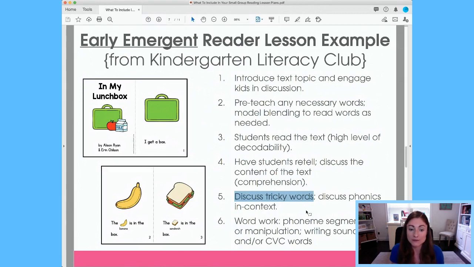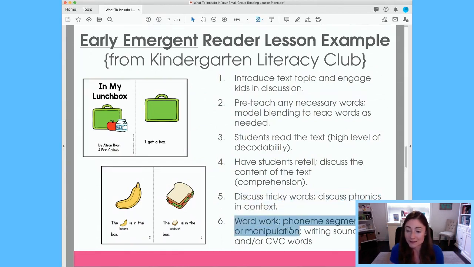Next up, we're going to discuss some tricky words. These may be words that the kids struggled with in the text. And here is where we're getting them to discuss phonics in context. In context phonics practice is really key. We want kids not only to learn the letters and the sounds and the patterns, but we also want them to apply it to their actual reading. And so because we're using a text with a high level of decodability, we're talking about, hey, we've talked about this sound. We talked about blending to read CVC words. We're getting them to apply that. And some of it you might want to do before you read, but you're probably going to want to revisit after you read, especially if there were some words that were tricky.